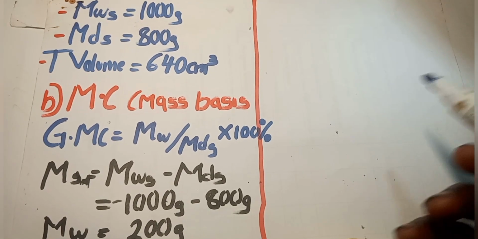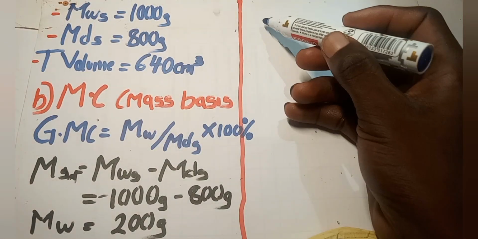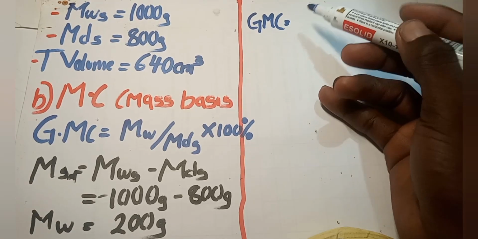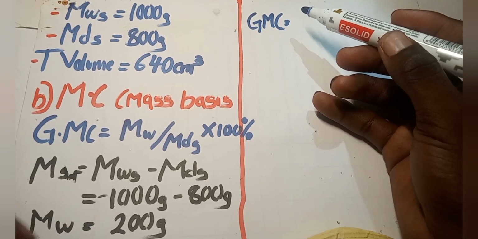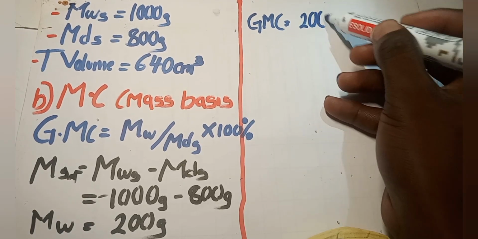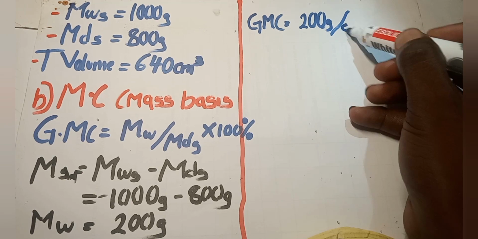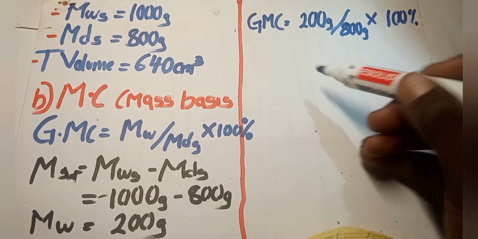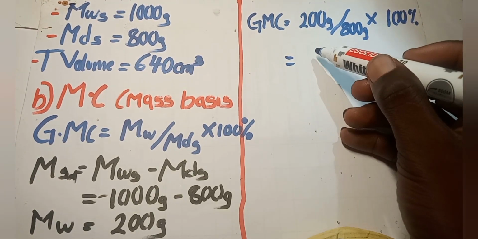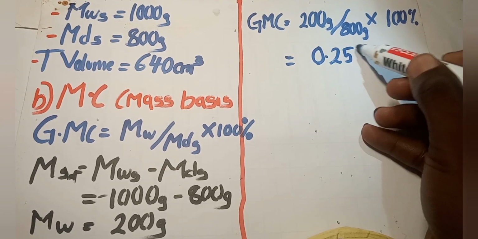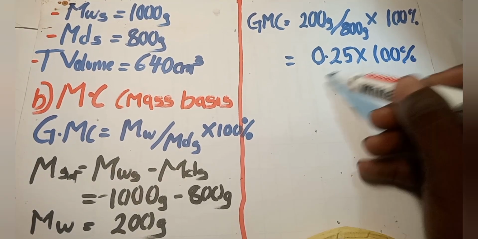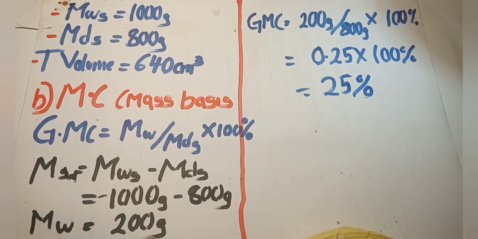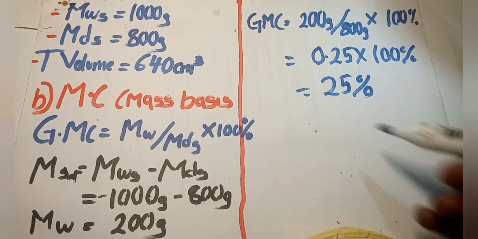So the gravimetric moisture content, GMC, on mass basis is equal to the mass of water, which is 200 grams, over the mass of dry soil, 800 grams, multiplied by 100. If you divide this, you get 0.25 multiplied by 100%, which gives us 25%. So the moisture content of the soil on the basis of mass is 25%.